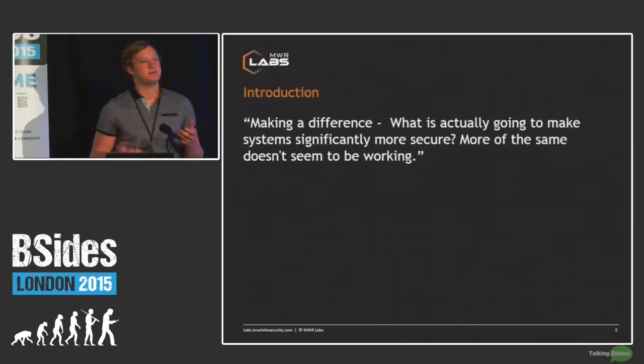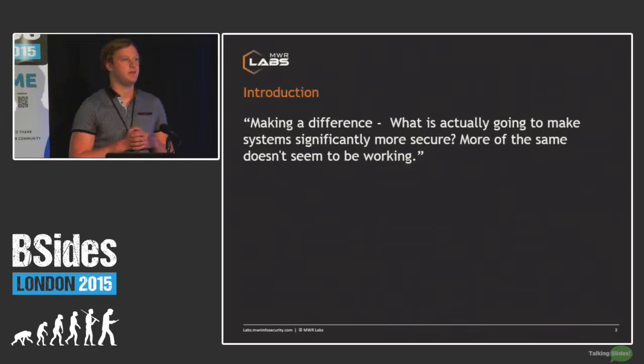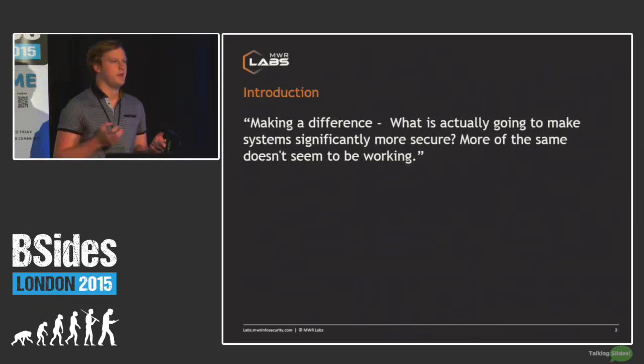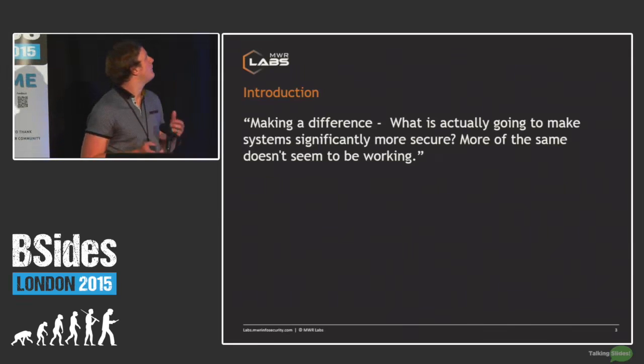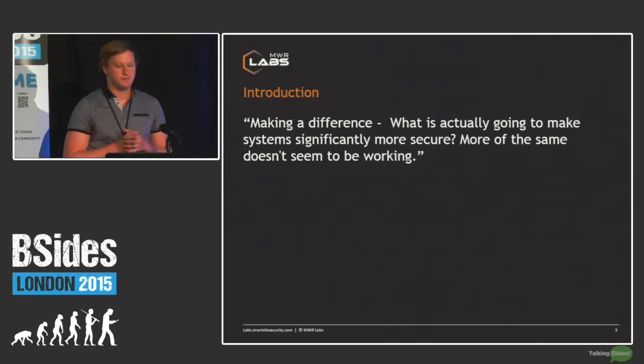First of all, how did this presentation come about? Well, earlier in the year, BSides launched its call for papers, and there were three topics that they suggested: operational security, attribution, and making a difference. And the final one, making a difference, was where we thought we'd try and do a presentation.